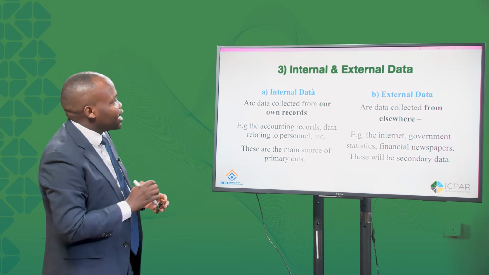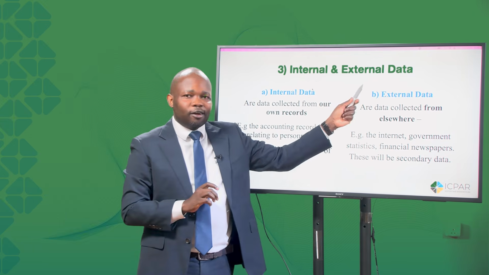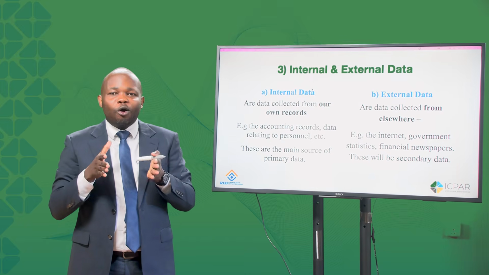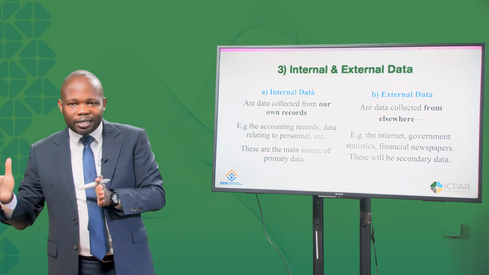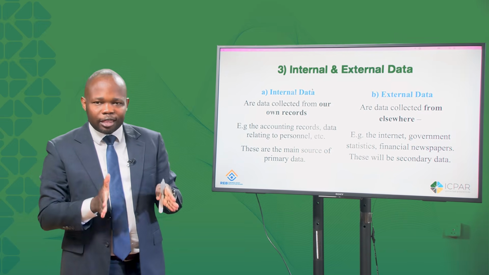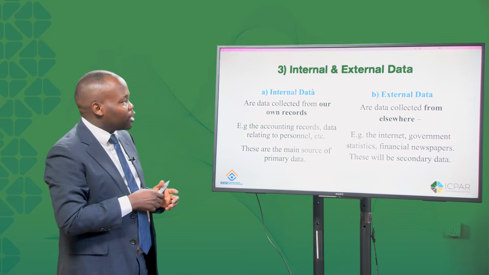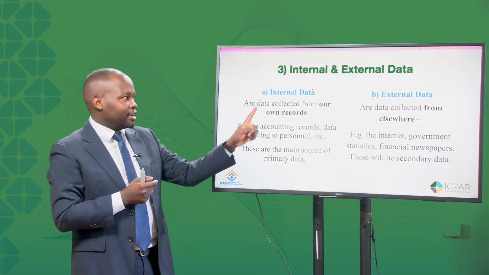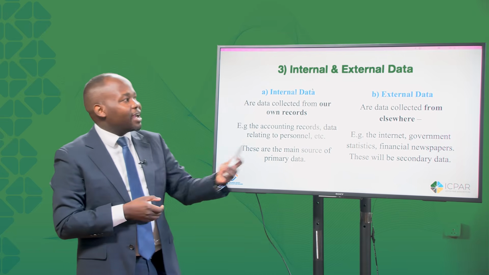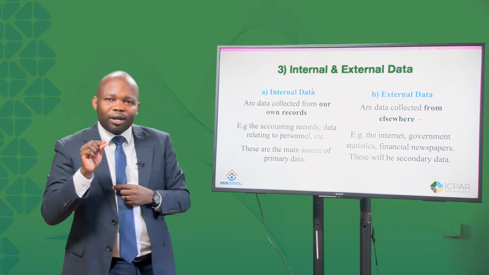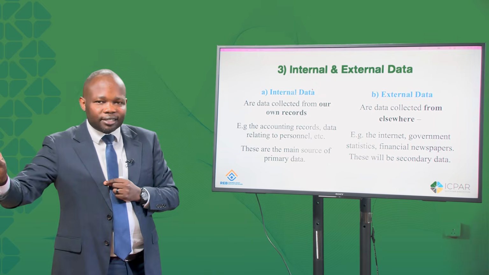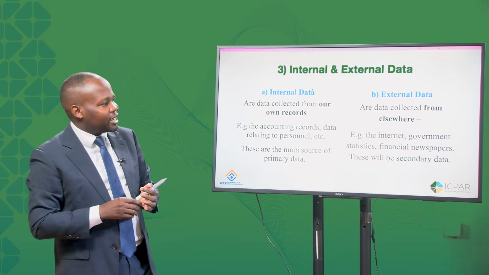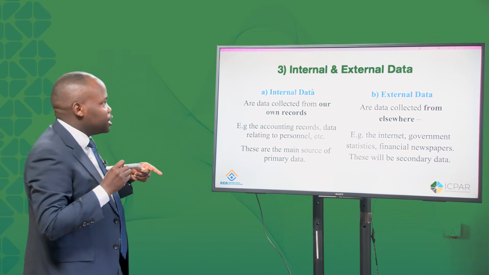The last form of data is what we call internal and external data. Internal data is data that is collected from our own records within the business. Internal means within the business, from our own records. For example, accounting records and data relating to staff or personnel are examples of internal data. On the other hand, external data is data collected from outside the business, from elsewhere. For example, we can collect it from the internet, government statistics, or even financial newspapers.